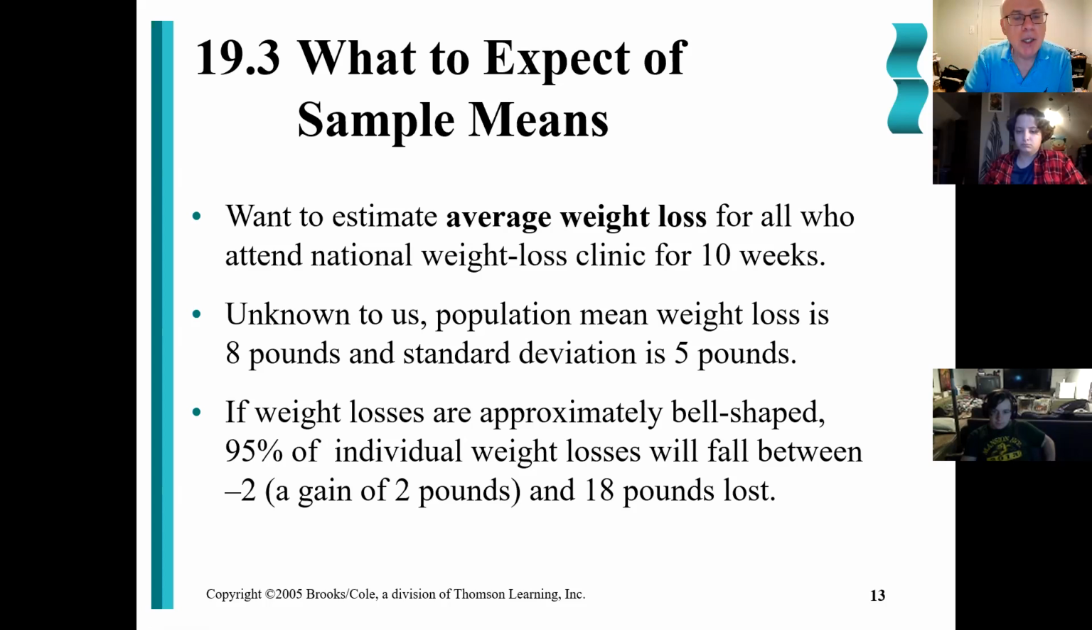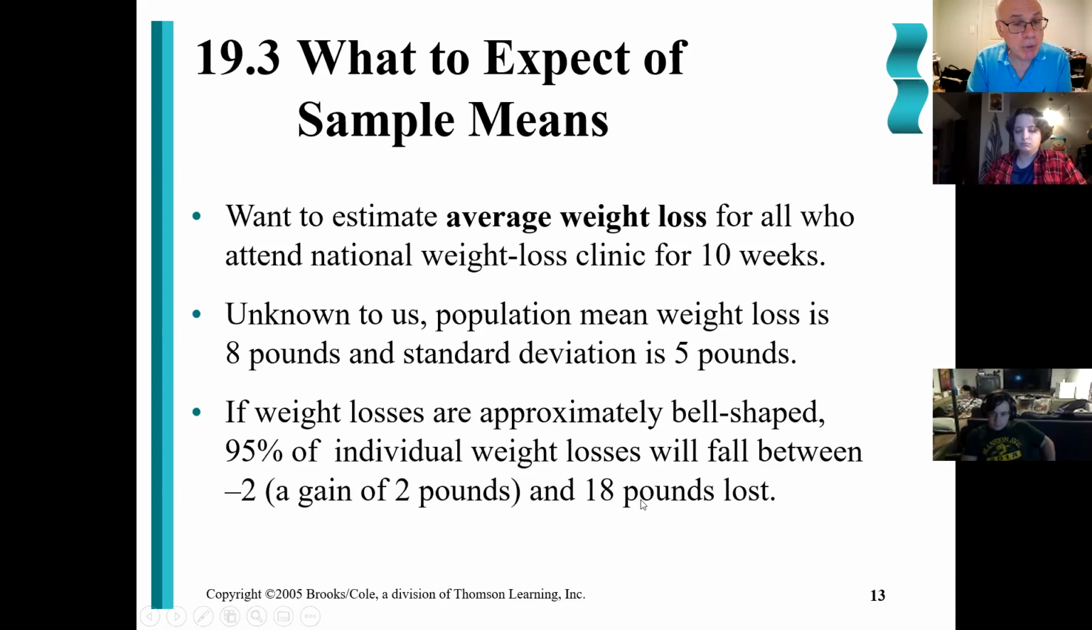So we don't really know. But suppose the answer is 8 pounds. Suppose that's the average weight loss for everybody in the population, and it has a standard deviation of 5 pounds. Suppose we know weight losses are approximately bell-shaped. If it's approximately bell-shaped, that means we can use the empirical rule. So we can say that if we choose somebody at random, there's a 95% chance that their weight loss will fall between -2 and +18.